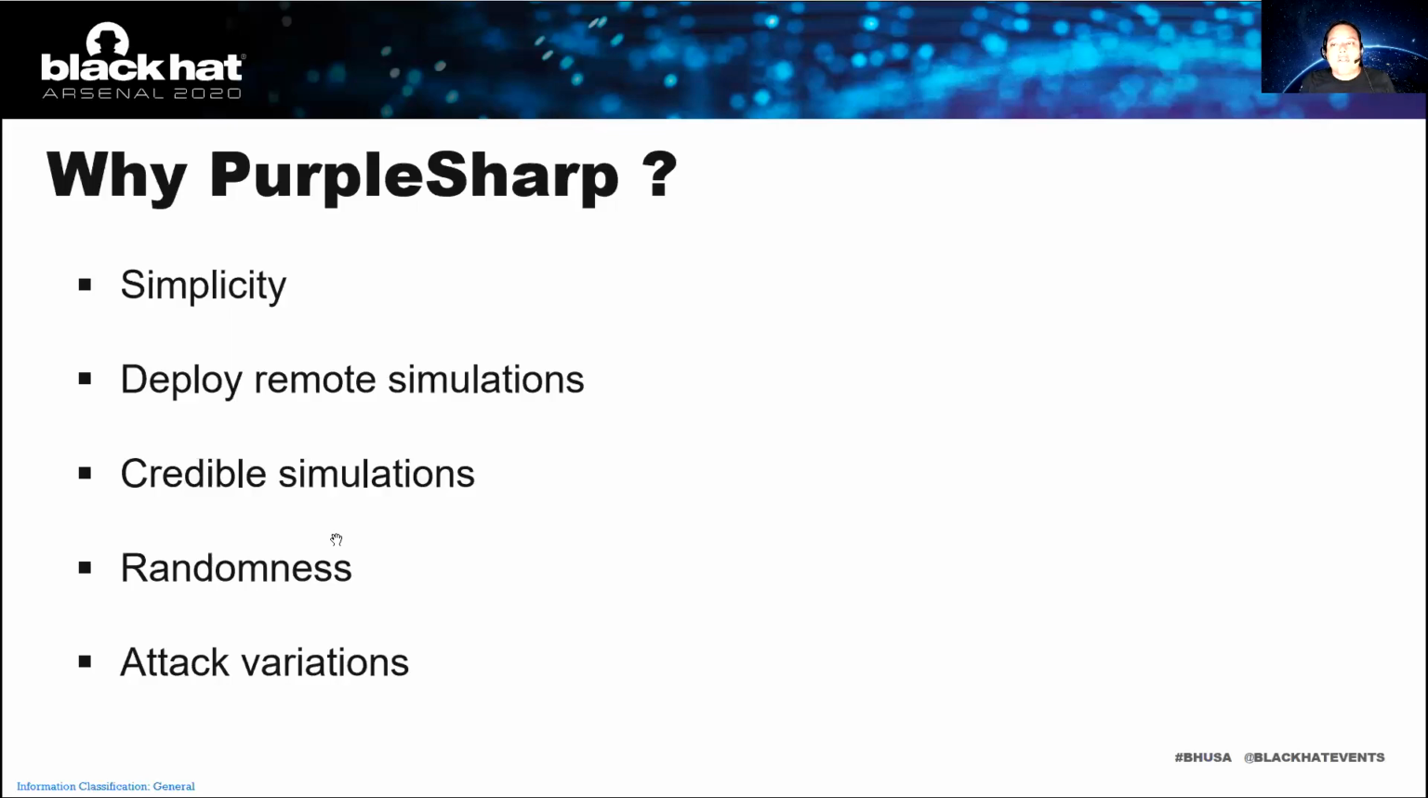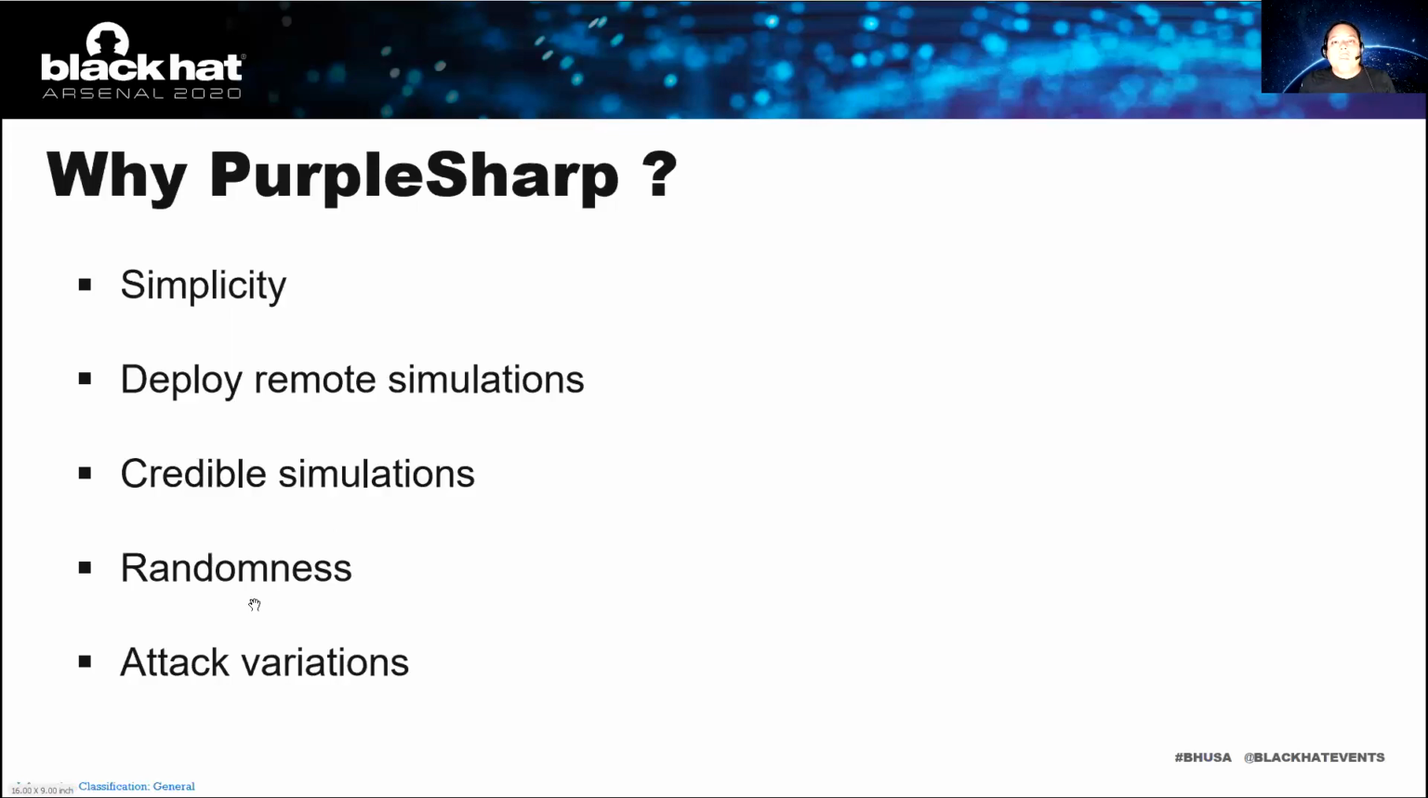Credible simulations. PurpleSharp implements techniques so that the simulations actually run under the context of a user that's logged in on that endpoint at that point. Not only that, but it also runs the simulation from a path of that user's profile. So creating these credible simulations with real users and real process tokens helps us really train the SOC instead of the alerts always coming from the same repeatable sources.